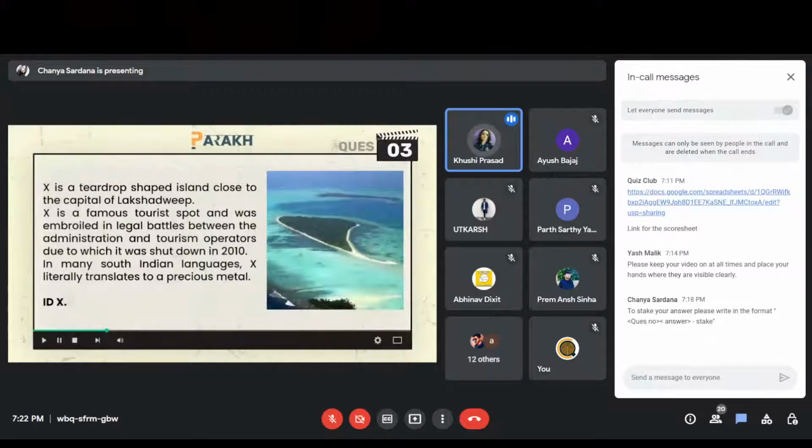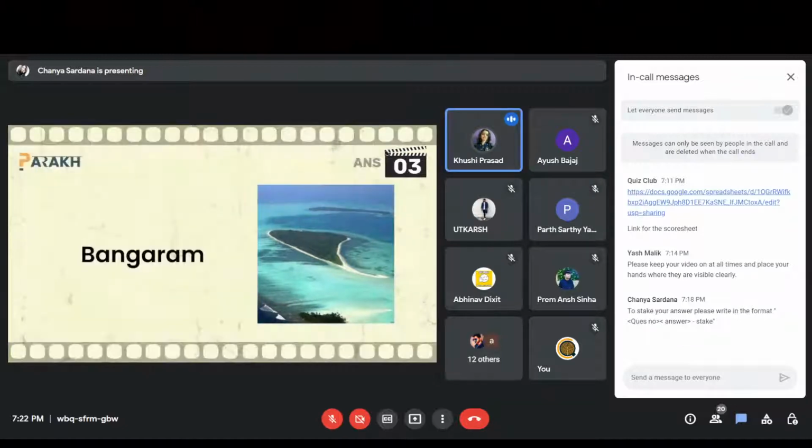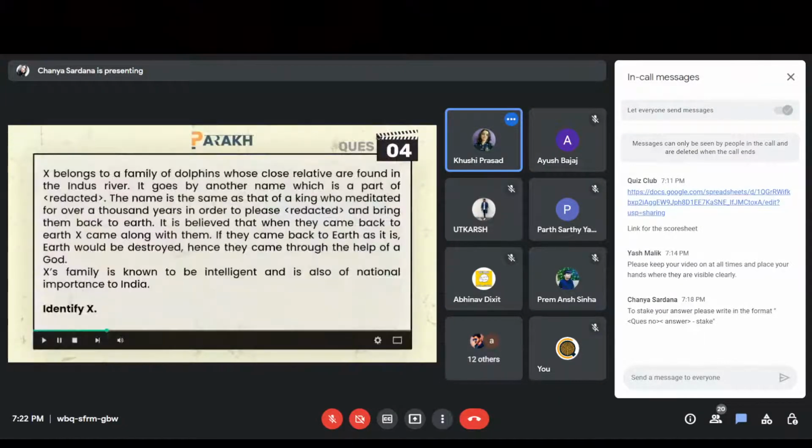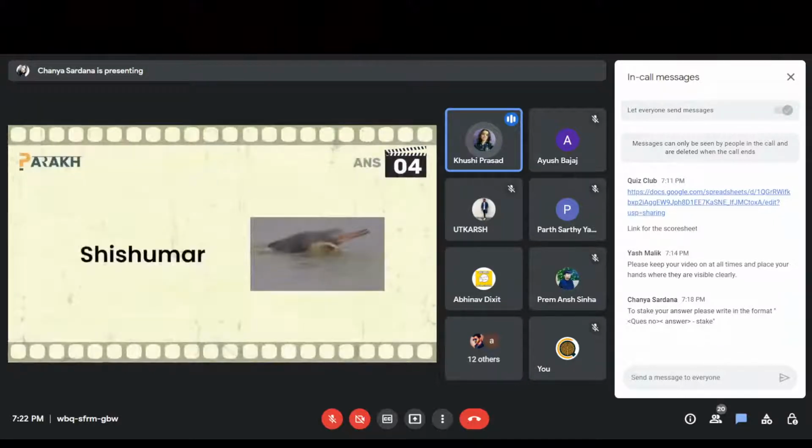Any guesses for this one? Bangaram Island. Yeah, right. Fourth question. So what is X? Is it Irrawaddy? So the answer is Shishumar. So we'll just check your answers.